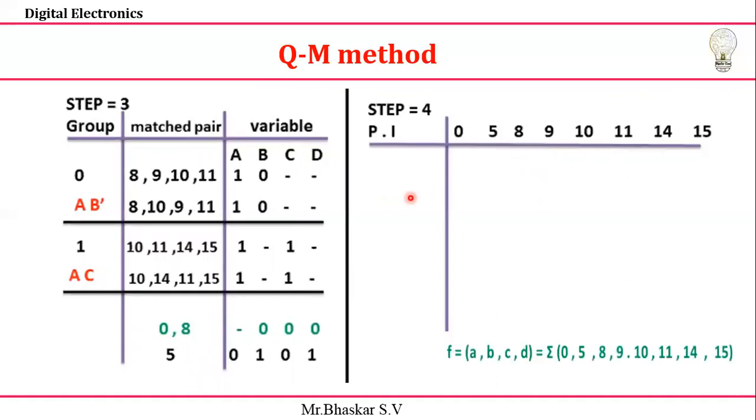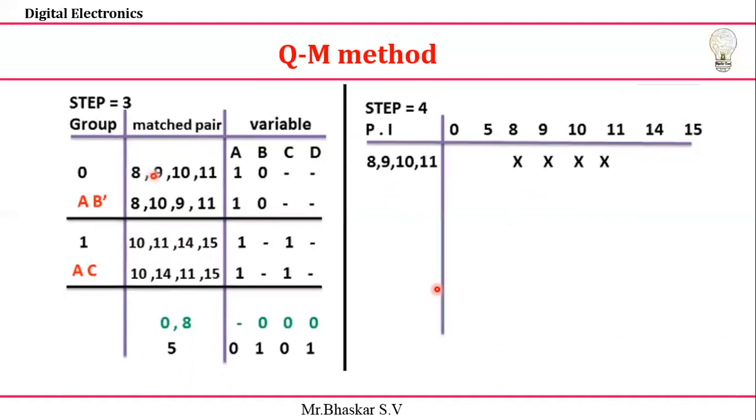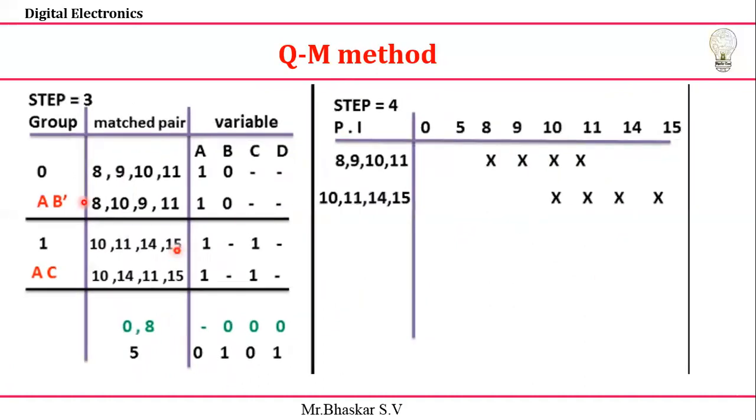So we need to take this expression, f of a comma b c d, and 0, 5 are the min terms we are going to write here. Next 8, 9, 10, 11. In this case, 8 I'm going to make a cross, and 9, 10 and 11 we are going to make a cross. Next 10, because here also it is the same thing, right? 8 is there, here 9 is there, that's why we make it one group, and the variables are the same, so you consider any one. Here also you consider any one because here and here are almost the same: 10, 11, 14 and 15.